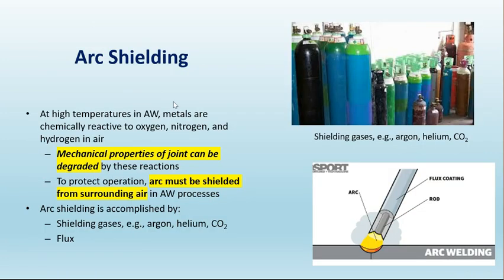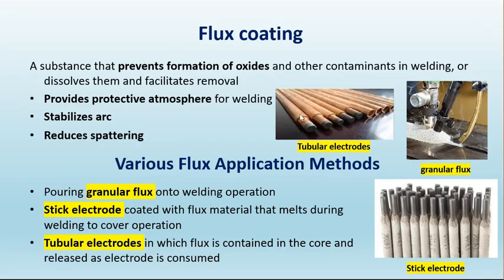Okay, arc shielding is used to protect the welded area from oxygen, nitrogen, and hydrogen. With oxygen, nitrogen, and hydrogen from the air, the mechanical properties can be degraded. So they have to be protected with a shielding gas, which includes argon and helium, and sometimes flux is used to cover the arc area. Usually a flux coating on the electrode prevents oxidation during the welding. It also stabilizes the arc and reduces spattering.